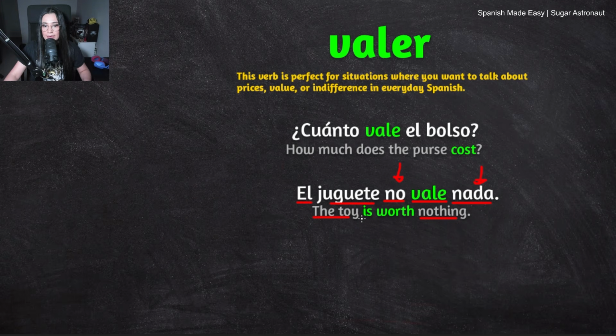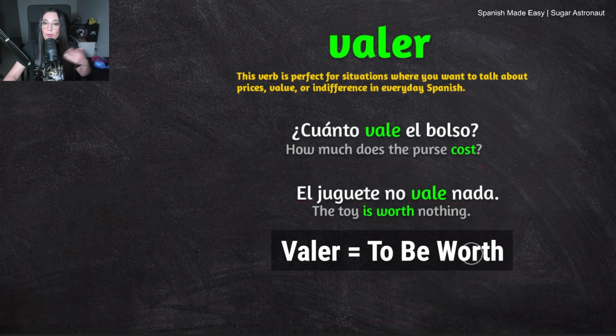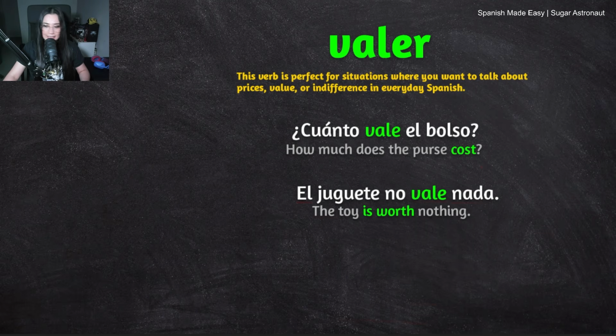And then we have "is worth" because we have the verb valer, but we made it negative. That's why we needed no. Okay? El juguete no vale nada. The toy is worth nothing. Excellent. Remember, valer can mean to be worth. Okay? Now let's look at the next example using valer.